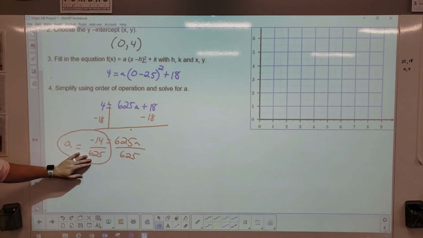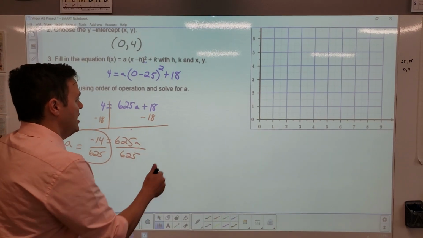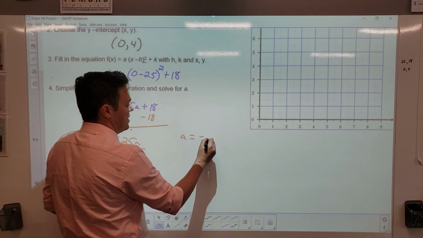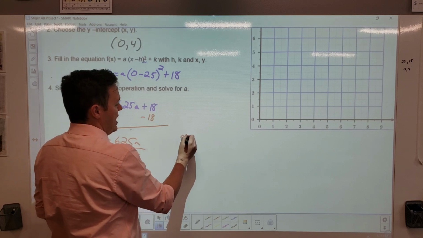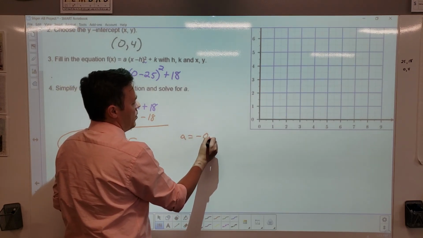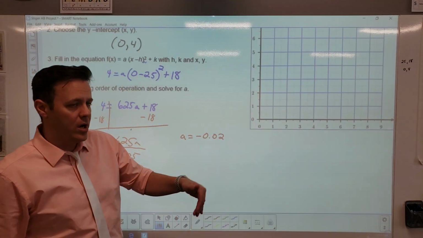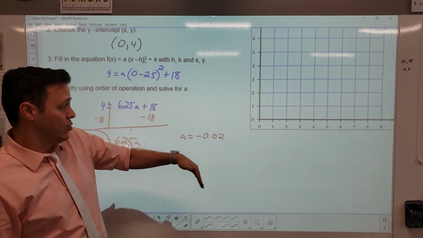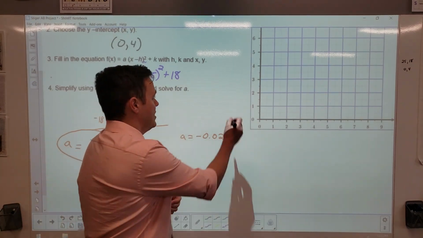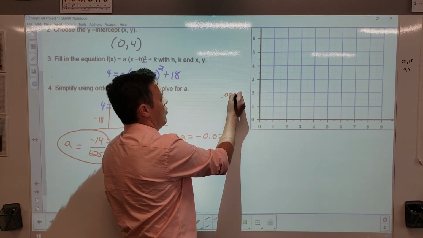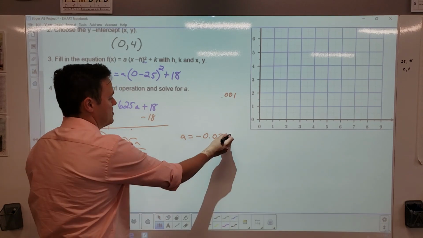I don't want you to leave it like that. I want you to put this into a decimal. So on a calculator, you would type this in, and what you should come up with is a equals negative 0.02. Only go to the hundredths, okay? It's actually 0.0224, but I don't care about the rest. Go to the hundredths, so round. The only reason you would not go to the hundredths is if, ladies and gentlemen, you ended up with something like 0.001. Then you need to go to the thousandths, okay? But stay with the hundredths if you want. So here's my a value.